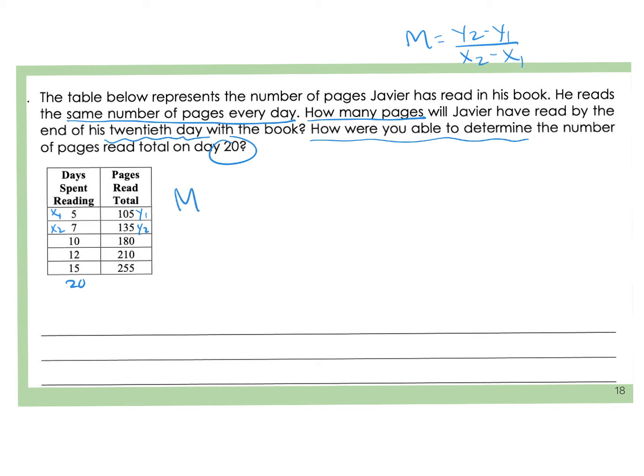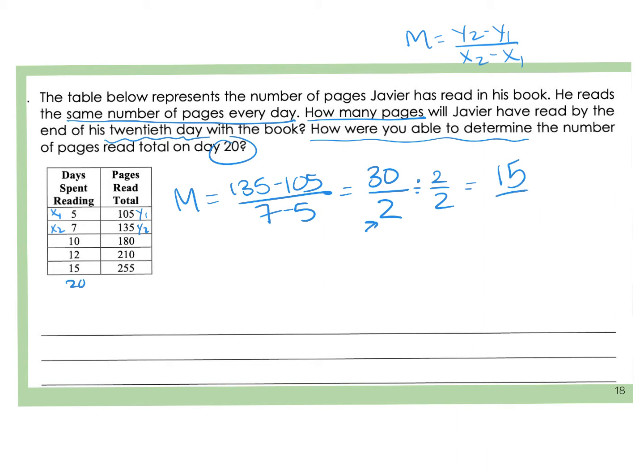So plugging in my numbers, my Y2 is 135. My Y1 is 105. My X2 is 7. My X1 is 5. When I subtract, I get 30 over 2. I do not need this to be a 2. I don't want to know what he reads every 2 days. I want to know what he reads every just 1 day. So I'm going to divide this by 2 over 2, and I get 15 over 1.